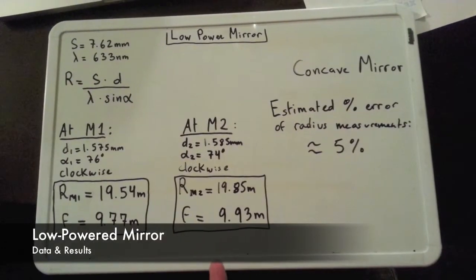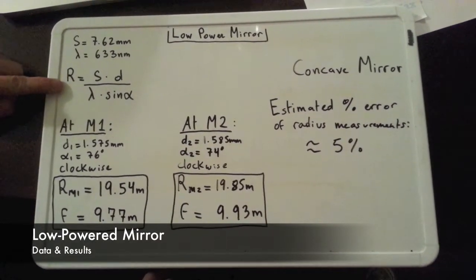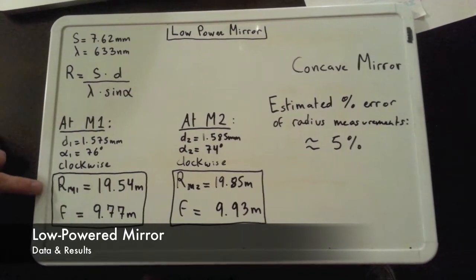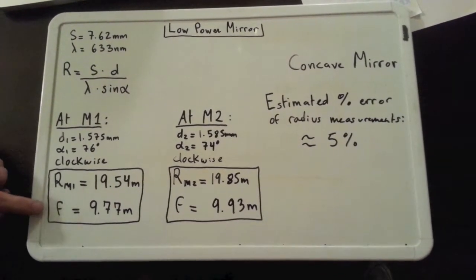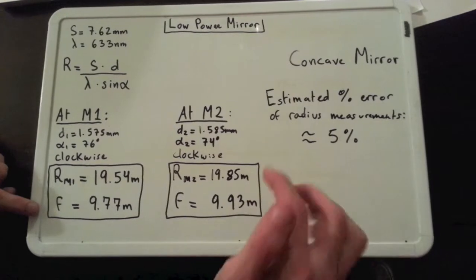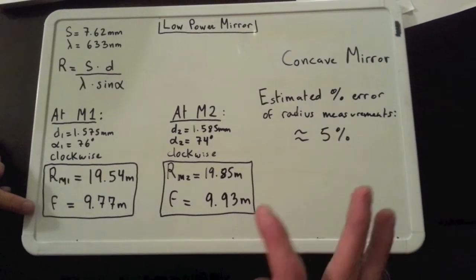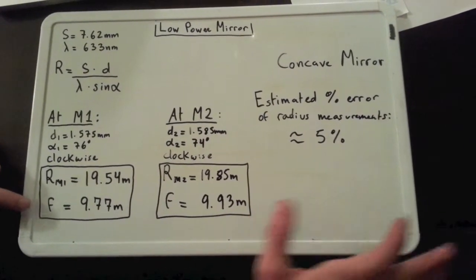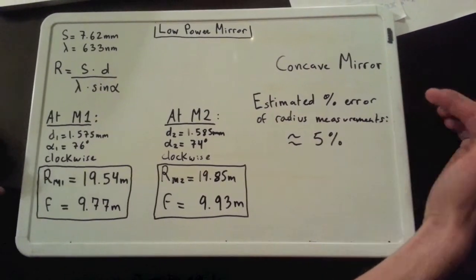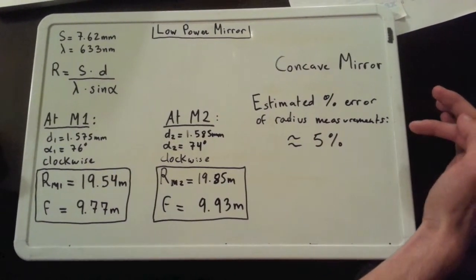Here's the results for the low power mirror. This equation here was used to calculate the radius. At position M1, we calculated the radius to be 19.54 meters, which makes the focal length 9.77 meters. Position M2, we have the radius at 19.85 meters, which makes the focal length 9.93 meters. It's a concave mirror, and the estimated percent error of the radius measurements was about 5%.